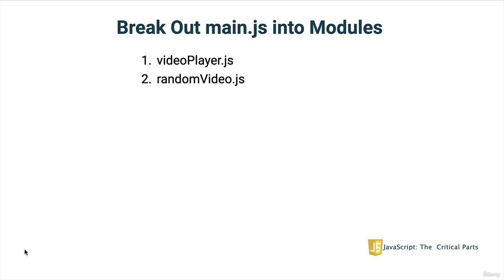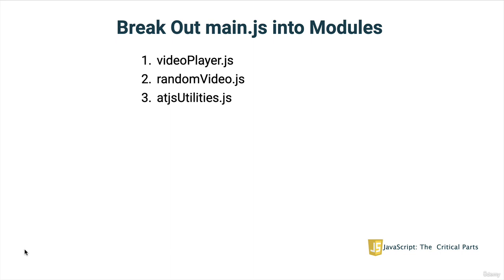Then we'll have another file, randomvideo.js, and this will simply contain the functionality that has to do with randomizing the video. And then, of course, we have utilities that are part of this, and we can place those in their own module. And that way we can use those utilities in other places, just like we could use the video player in another place if we chose to. So the utilities will go in their own file.